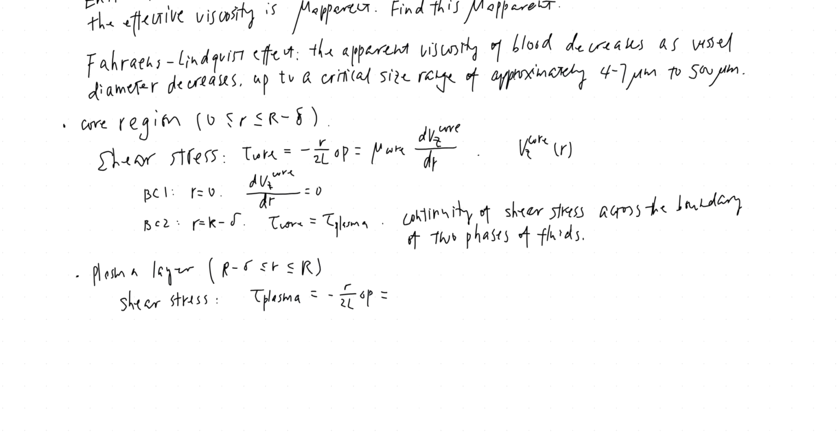So you have mu plasma dVz plasma over dr. Vz plasma is the velocity of the fluid in the plasma layer. It's also a function of r. So we are going to solve for this, and the same for the core, we are going to solve for it.